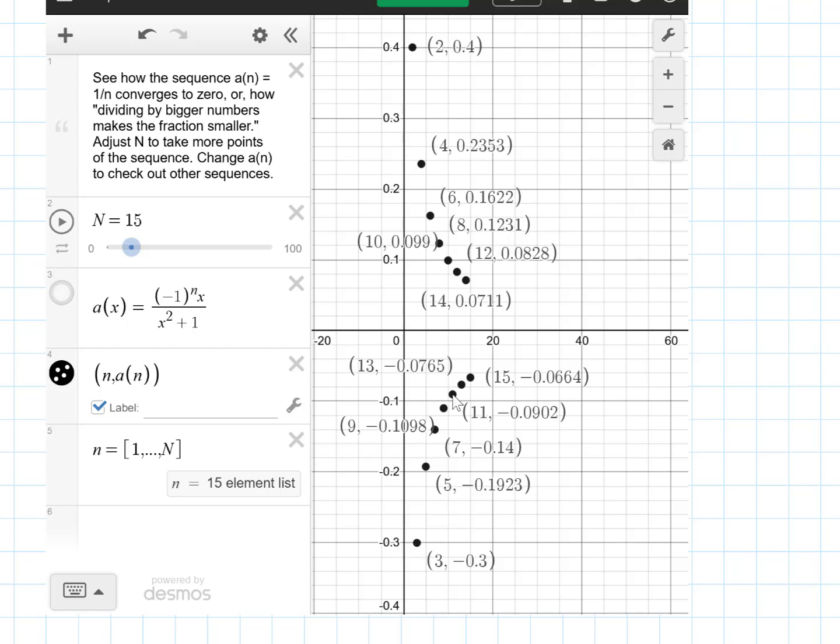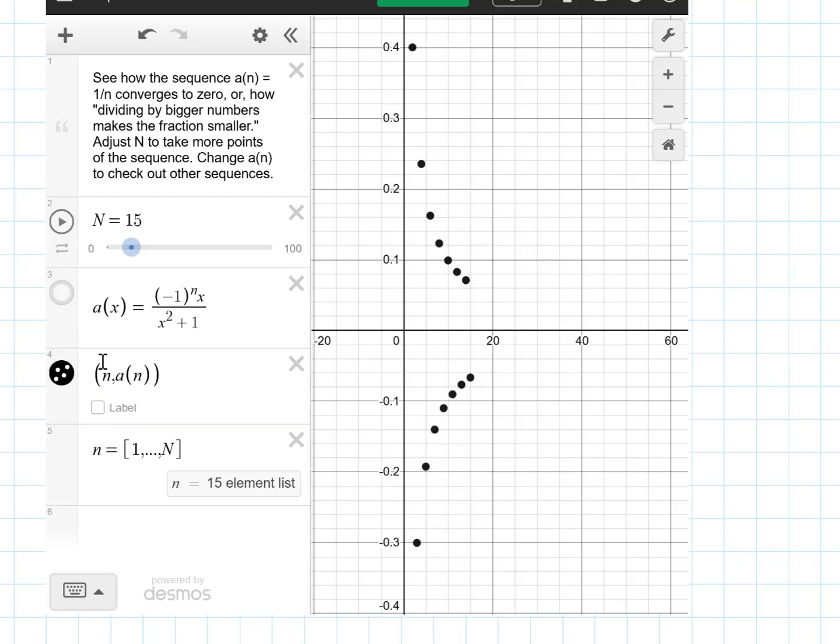Now the size, the magnitude of the terms is decreasing. They're getting smaller, smaller, smaller if you look at the y values here, but they are flip-flopping back and forth. They are what's called oscillating back and forth across the x-axis here. Now, I'm going to go ahead and get rid of the labels. It makes it very busy.